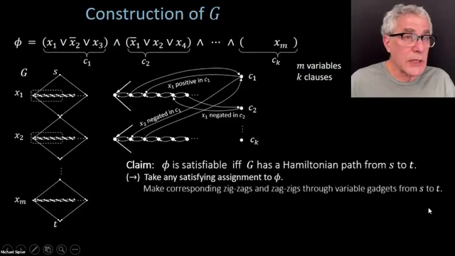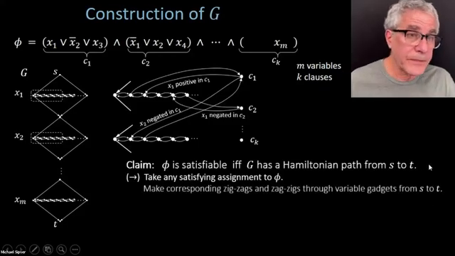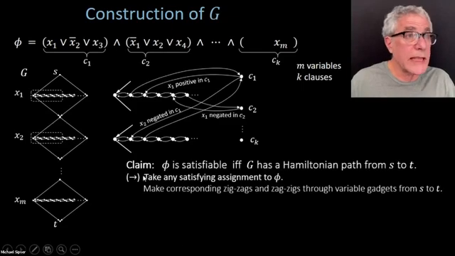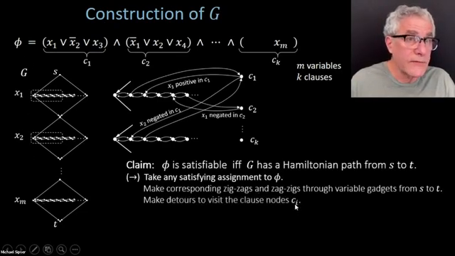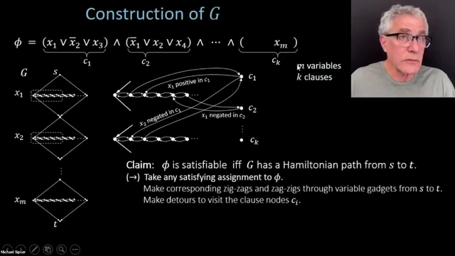So the forward direction is, why is this true? You take any satisfying assignment, as I suggested. You make the corresponding zigzags or zag-zigs through the variable gadgets from S to T, and then take the detours to visit the clause nodes.